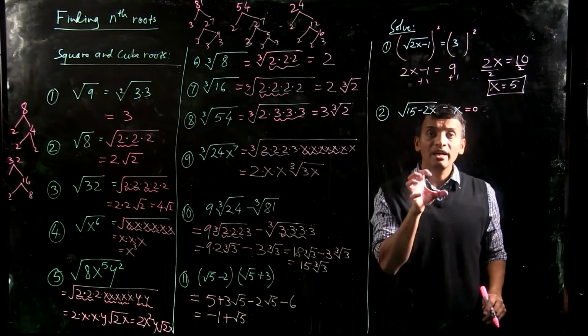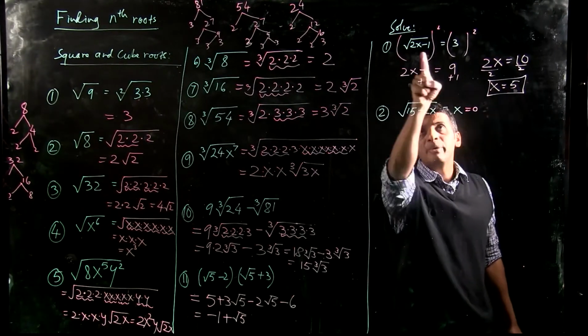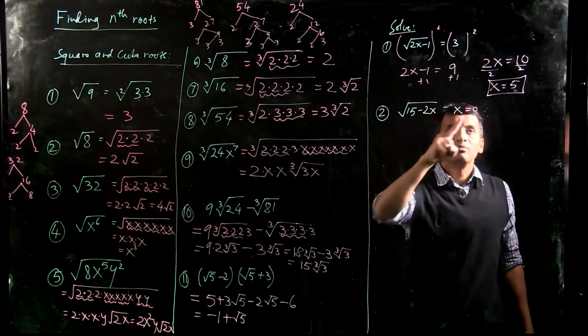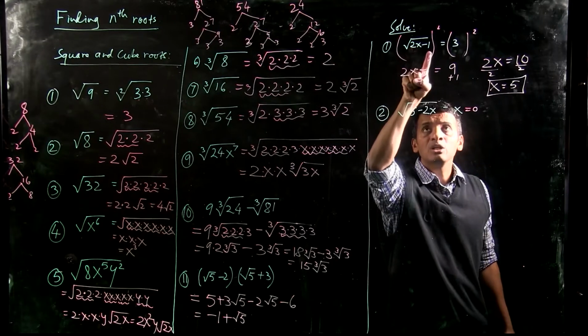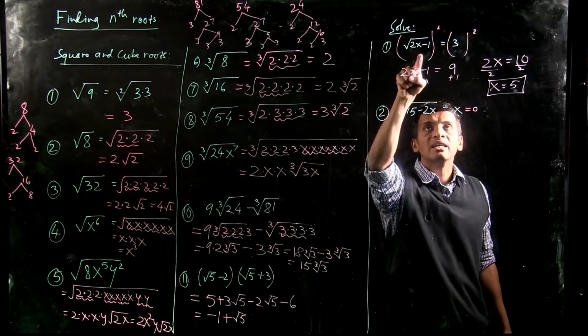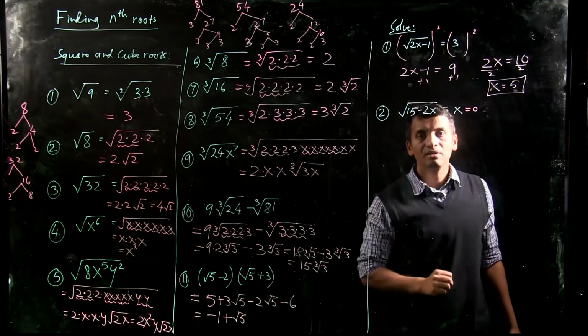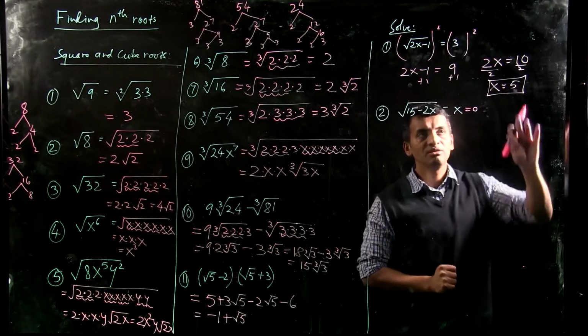Now, after you do that, plug that 5 back in and see whether it works or not. Let's do that. 5 times 2 is 10, minus 1 is the square root of 9, which equals 3. That is right. The square root of 9 is 3. So this is the right answer.